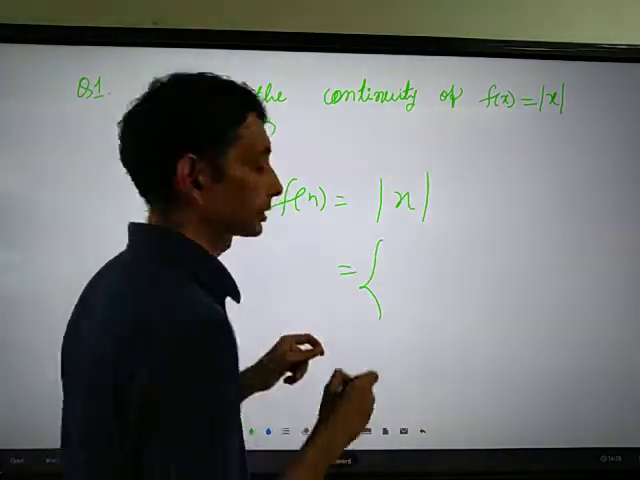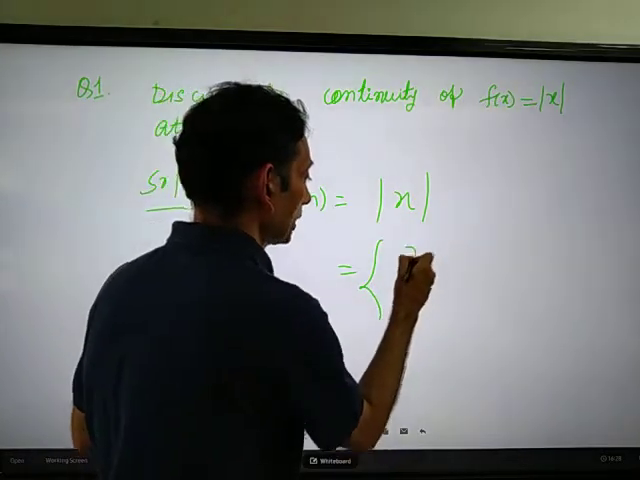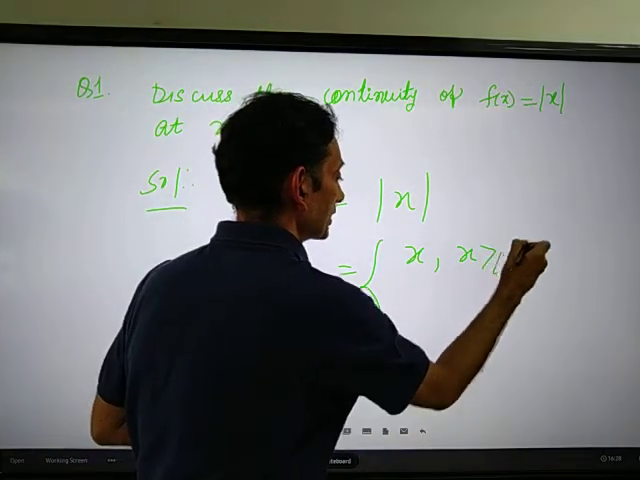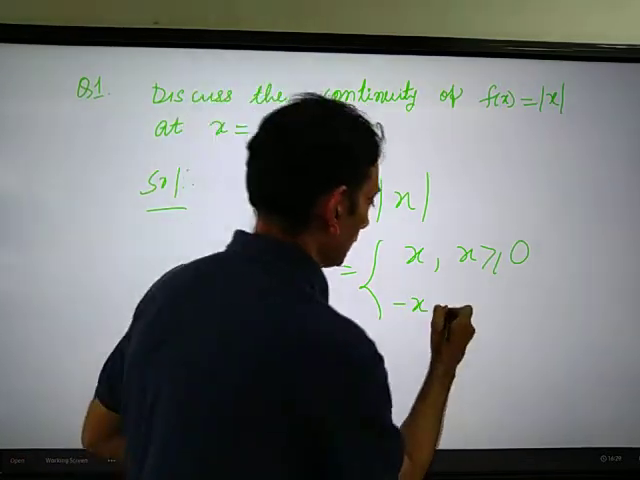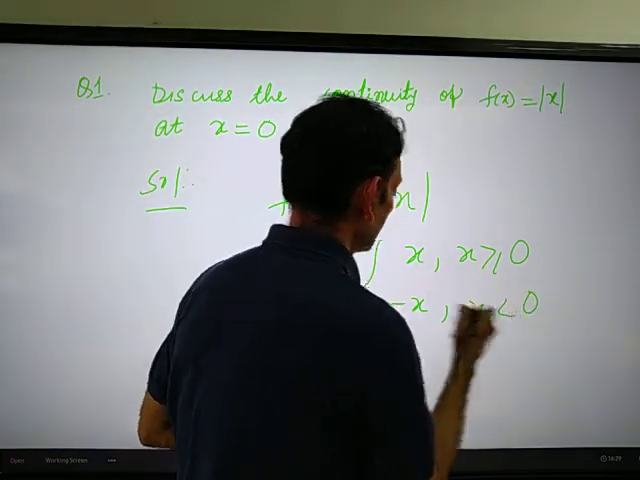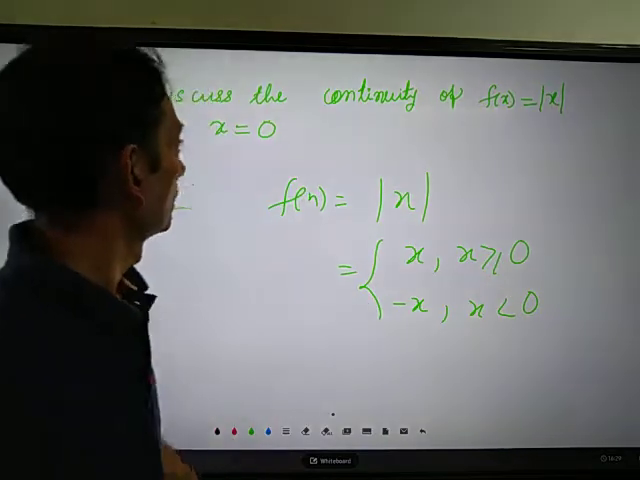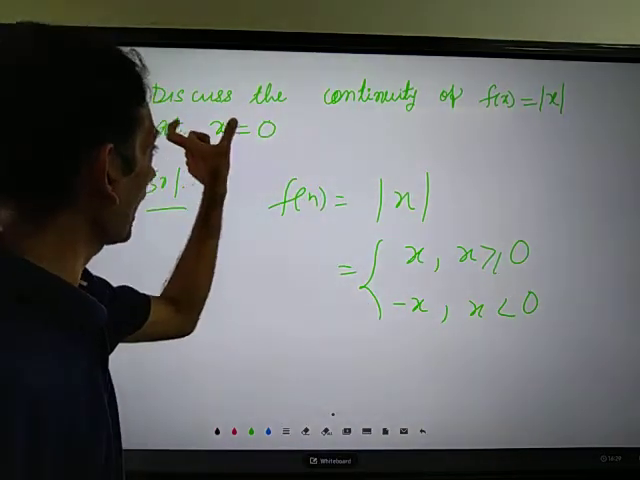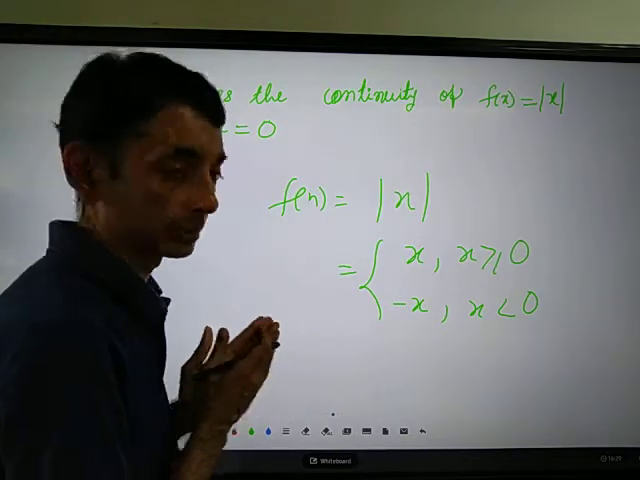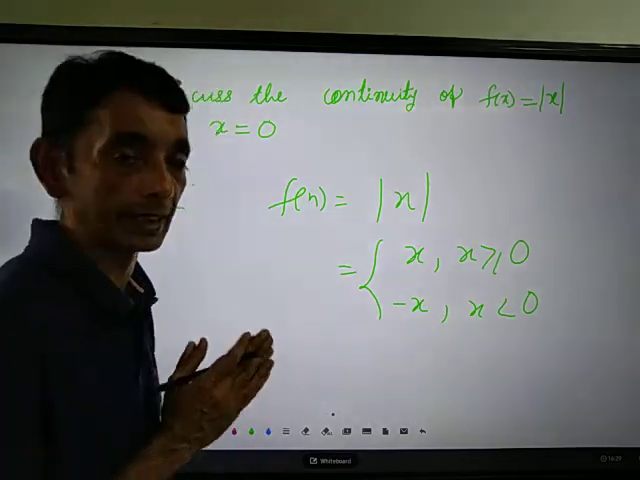We know the definition of mod x. It will be x if x is greater than or equal to 0, and it will be minus x if x is less than 0. This is the definition of mod x. So the question is, discuss the continuity of f(x) equal to mod x at x equal to 0. It's specifying that you need to discuss continuity at x equal to 0.